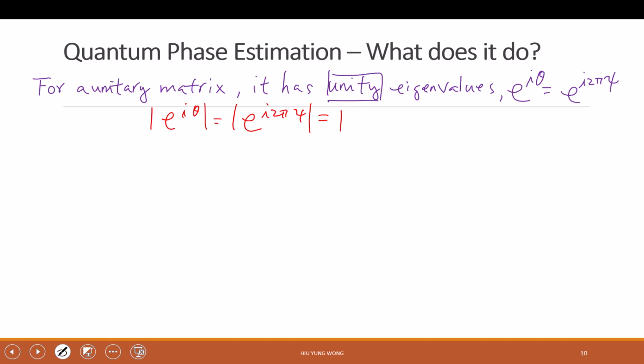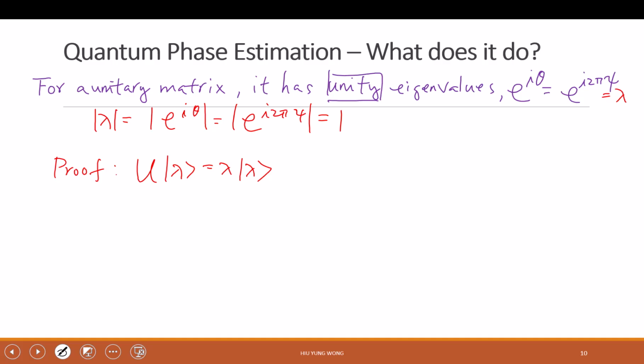That's the first thing. Now we are going to prove it. Let me prove that it has unity eigenvalues. So assume lambda is its eigenvalue. The unitary U applied to the eigenvector equals lambda times the eigenvector. This is the definition of an eigenvalue: you apply U to its eigenvector, and it equals the eigenvalue times the eigenvector, right?